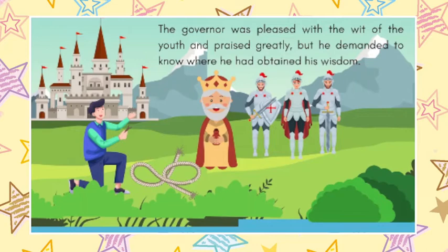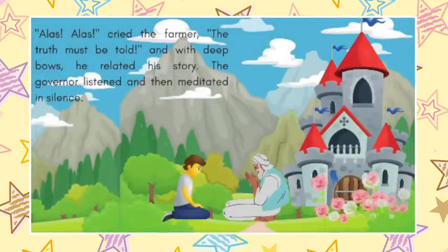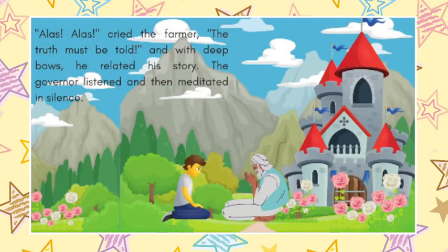The governor was pleased with the wit of the youth, and praised him greatly, but he demanded to know where he had obtained his wisdom. "Alas, alas!" cried the farmer. "The truth must be told." And with deep bows he related his story.